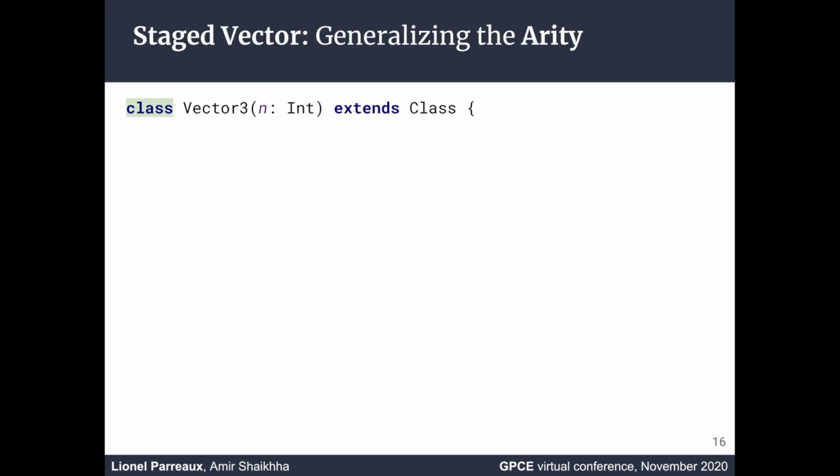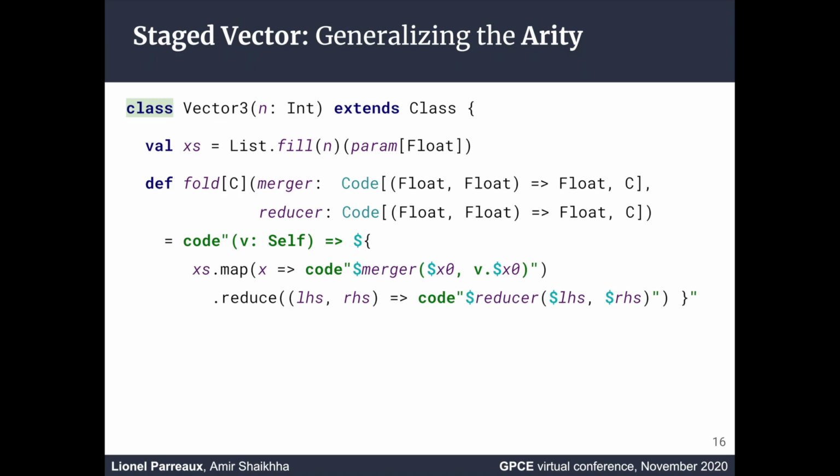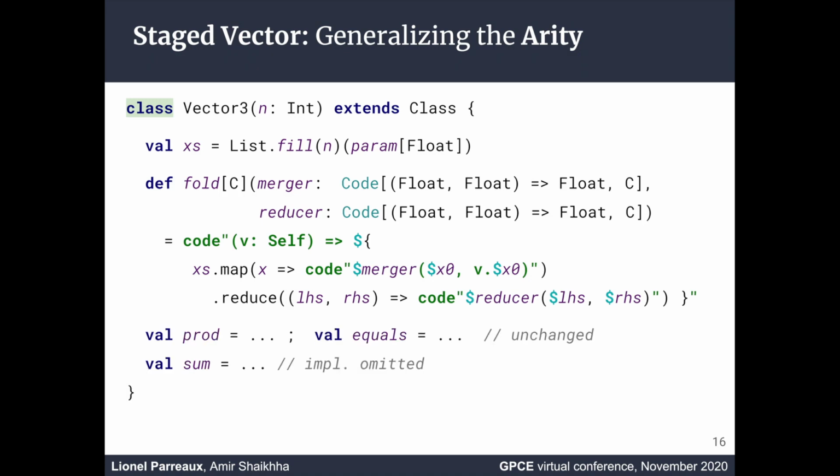Next, we want to generalize the arity of the vector class. This can be done by parameterizing our stage class instance with an integer n, which requires that we make our definition a class again, as objects in Scala cannot be parameterized. The fields of our stage class are now defined programmatically by filling a list of n calls to the param method, and the implementation of fold and sum are updated accordingly. Interestingly, the implementation of prod and equals remain unchanged, as they have already been abstracted.